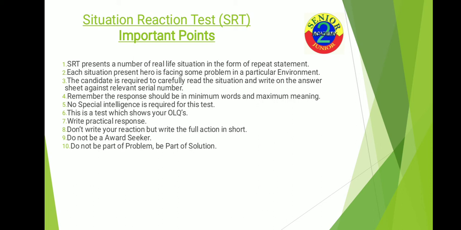Always write your action in short. Do not write a whole story. Just write the action in short, so that a short and simple sentence conveys a deep meaning. That's it. Always keep in mind that you do not need to be a word seeker, or you do not need to be a part of the problem. You always need to be a part of the solution.